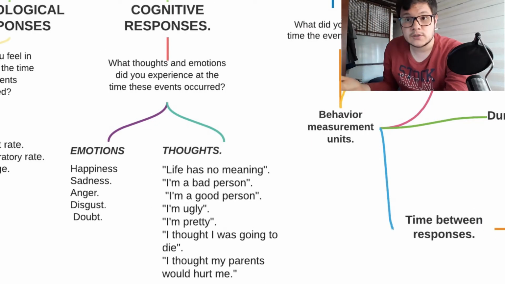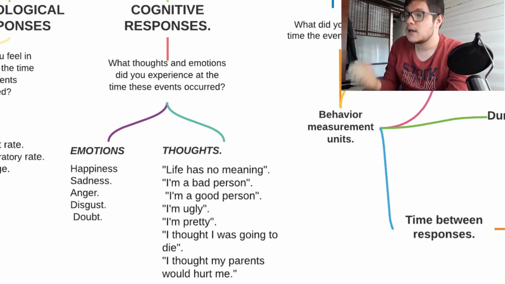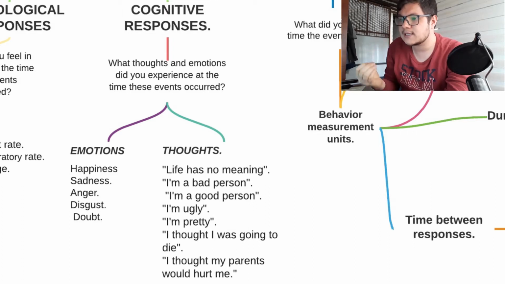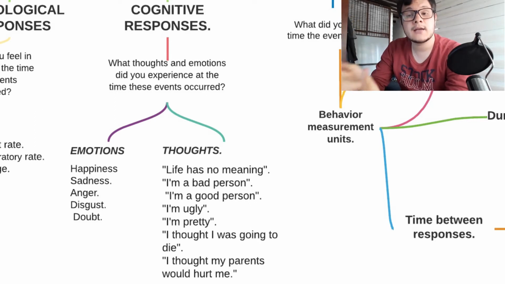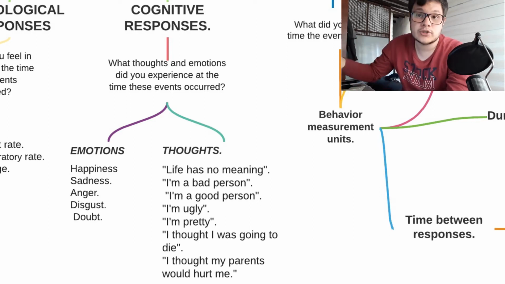Cognitive response. We have a question here, and it is the following: what thoughts and emotions did you experience at the time these events occurred? Okay? Cognitive response has two kinds of variables: emotions and thoughts. In emotions, you must write in the functional analysis the emotions of the patient, the emotions that the patient verbalized.